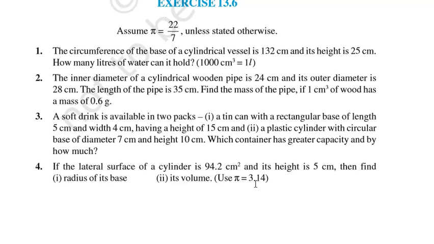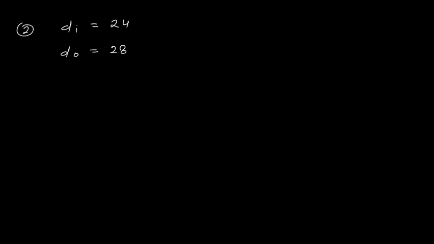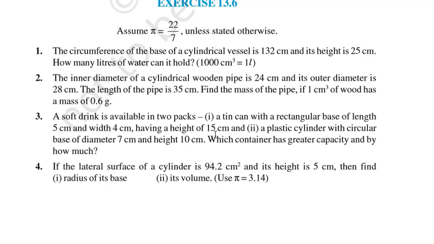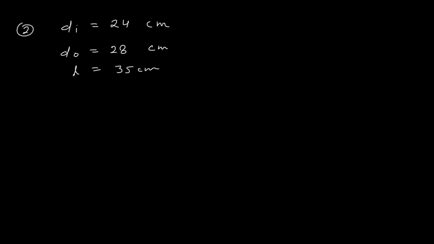Next, the length of the pipe is 35. So length of the pipe L is equal to 35. All dimensions are in centimeter. Let us check again. Yes, all the dimensions are in centimeter. Find the mass of the pipe if 1 centimeter cube of wood has a mass of 0.6 gram. So here density is given: mass is 0.6 gram per centimeter cube.